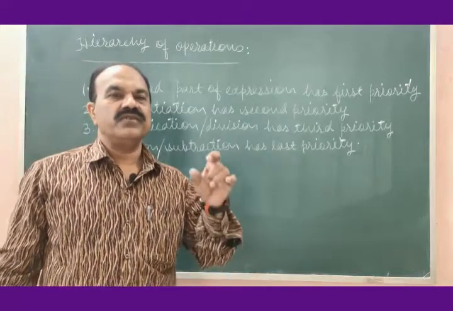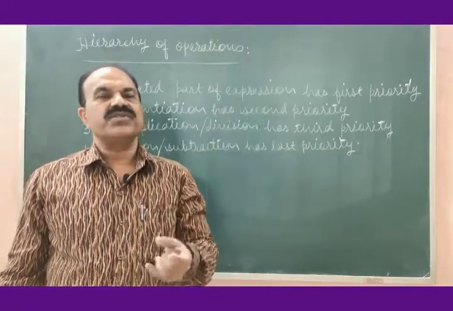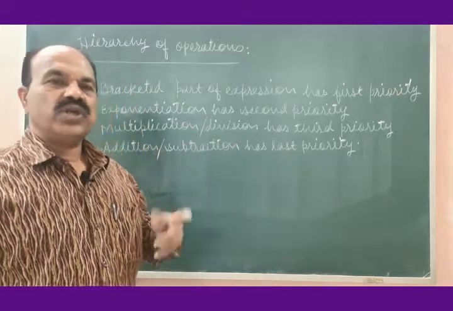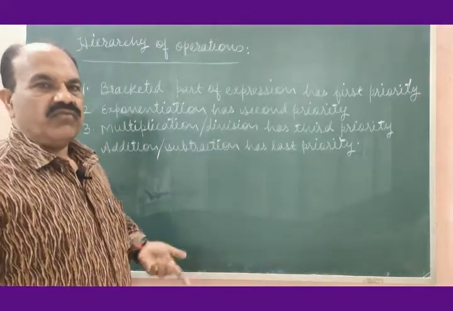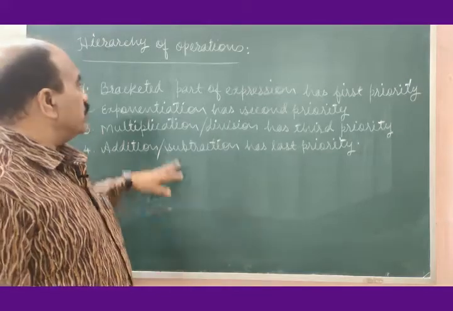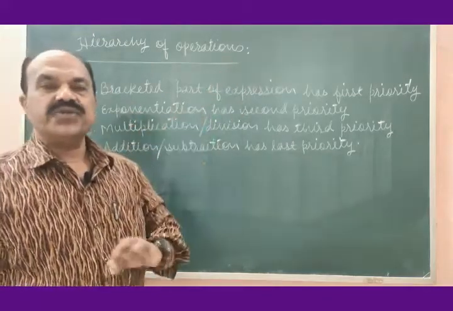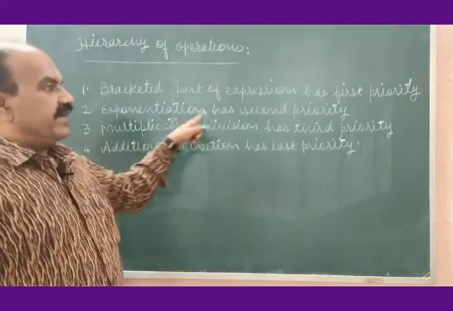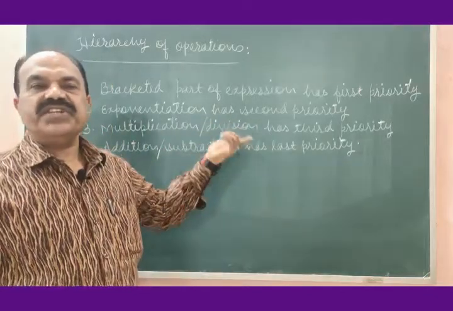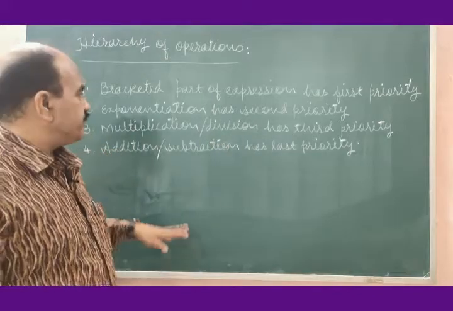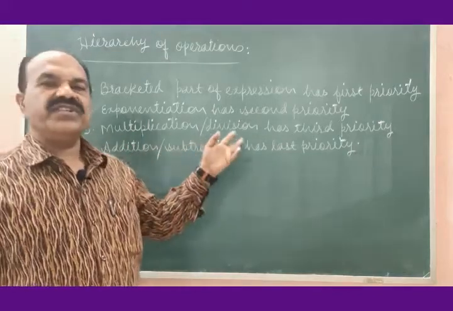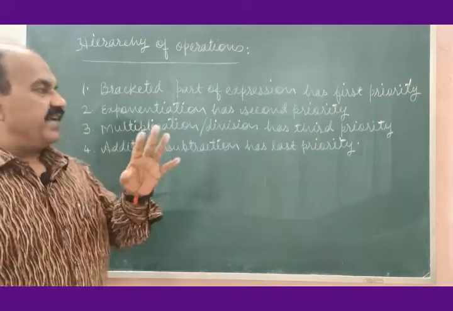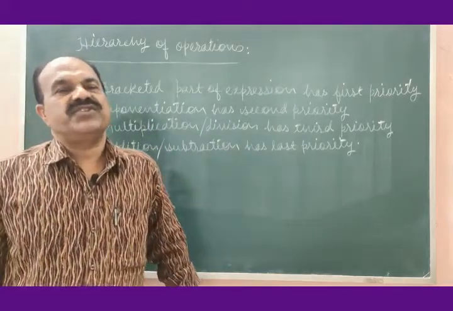So whenever we come across any arithmetic expression and we are asked to solve it, what first thing should we do? The bracketed part should be solved first. Then exponentiation, if it is there, is performed. Then multiplication or division or both are performed. And finally, addition or subtraction.